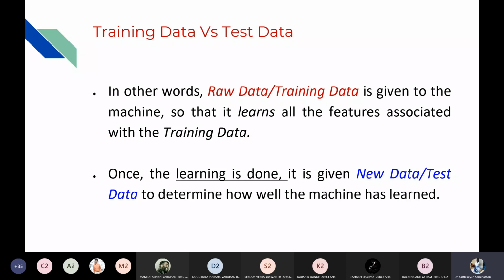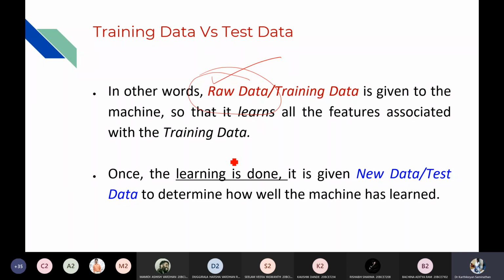In order to do this, different types of data are used. One term is raw data. Raw data is nothing but your training data. Training data is before learning. Whatever data we use for learning or loading is nothing but your raw data or training data.